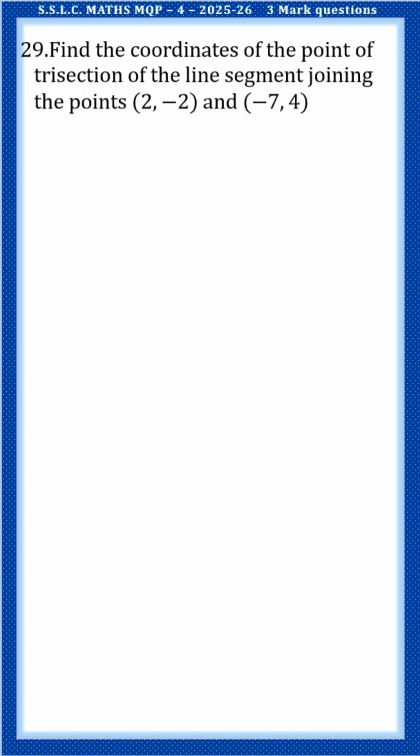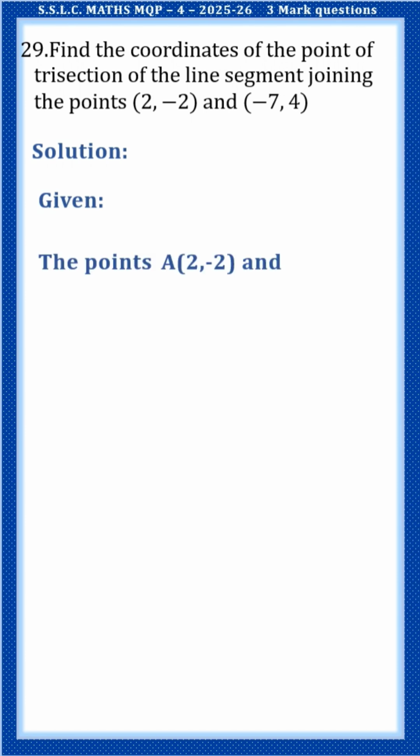The question to be solved is: find the coordinates of the point of trisection of the line segment joining the points (2, -2) and (-7, 4). What has been given here? The points A (2, -2) and B (-7, 4).